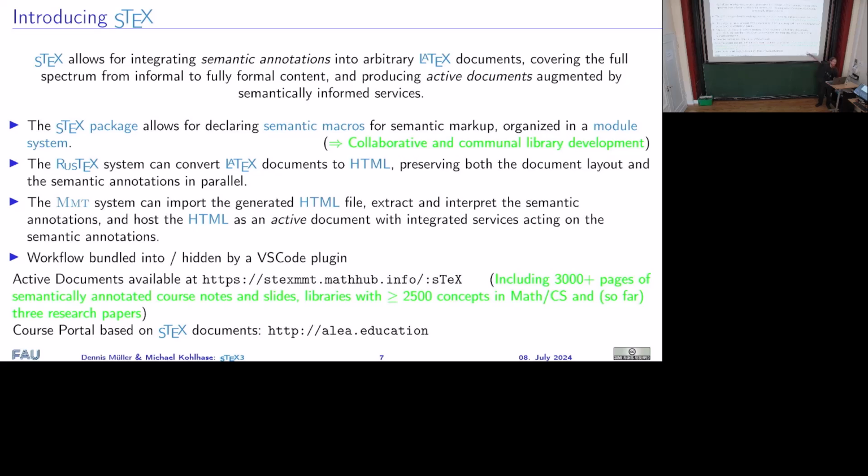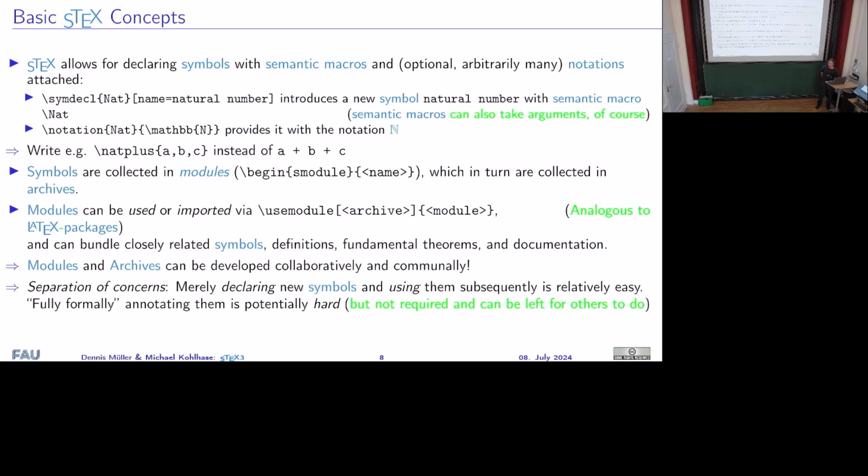Some foreshadowing on things I'm going to talk about later, which is where you can find all of the stuff that we've already done in STEX. The upper one being literally all content we have, including research papers, libraries of various concepts, all of these kinds of things, and our flagship product, basically, which is this ALeA platform, which we use as a course portal for our university courses by now. Chances are you've seen that if you've talked to Michael at some point over the last couple of weeks, whether you want to or not.